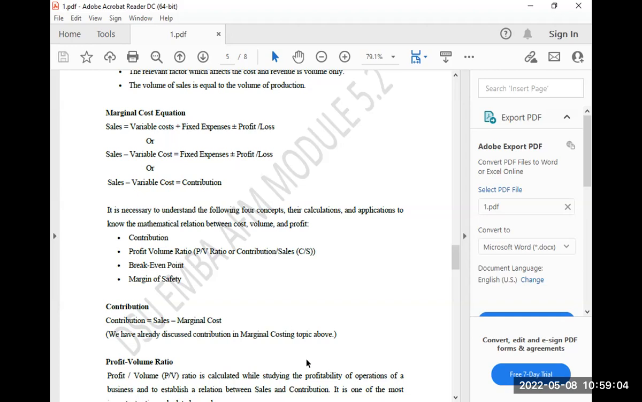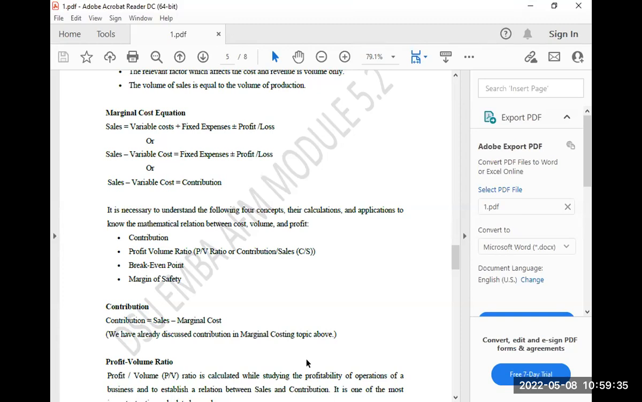So contribution is equal to sales minus variable cost. Profit is equal to contribution minus fixed cost. Contribution is equal to sales minus marginal cost. Profit is equal to contribution minus fixed cost.